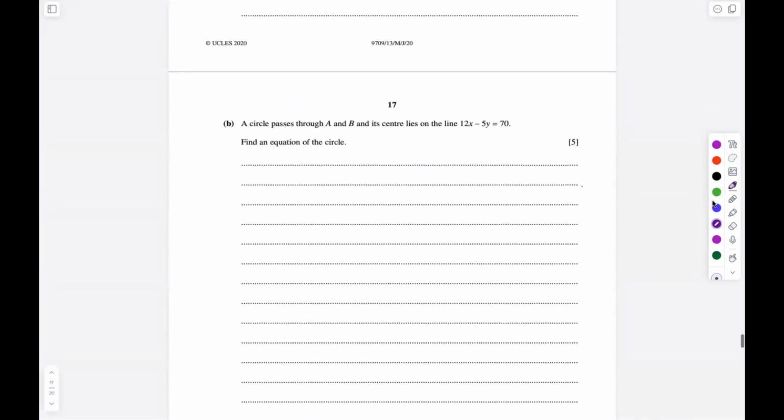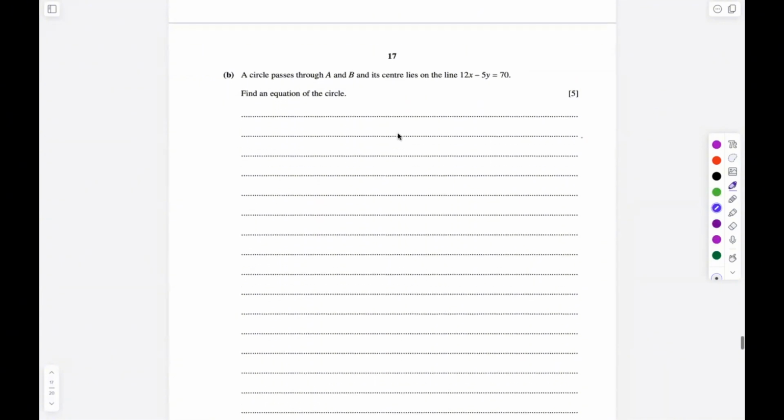In part B, it says a circle passes through A and B and its center lies on the line 12x - 5y = 70. We have to find the equation of the circle. Now to understand this question, first, let's make a circle over here. And we know that A and B lie on the circle somewhere. And the center of the circle lies on the line, which is 12x - 5y = 70.